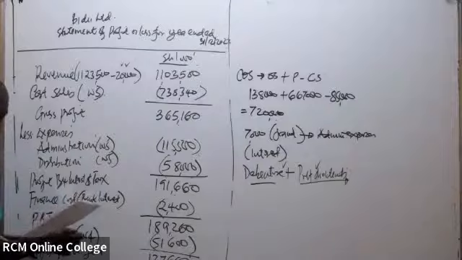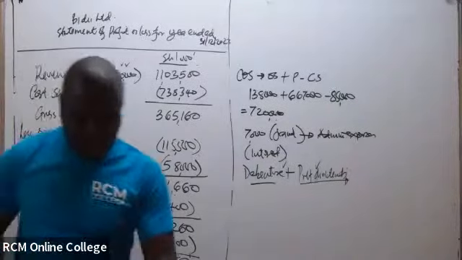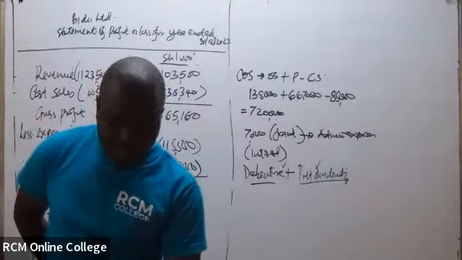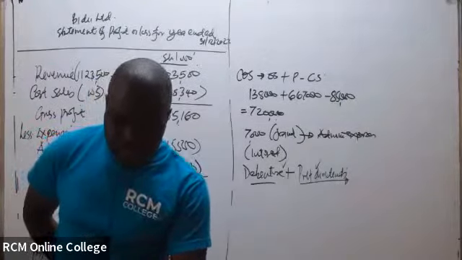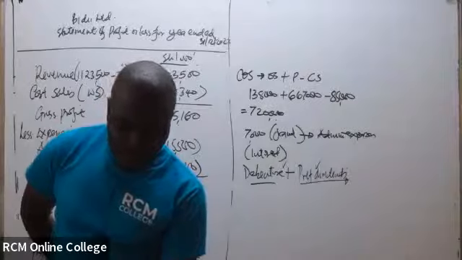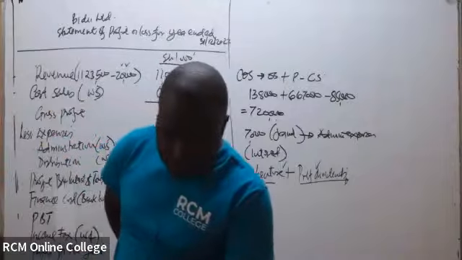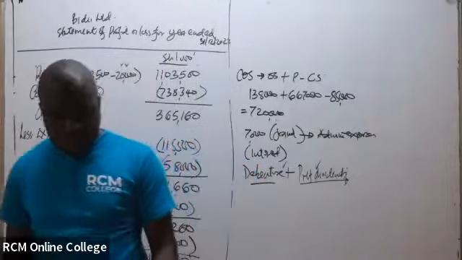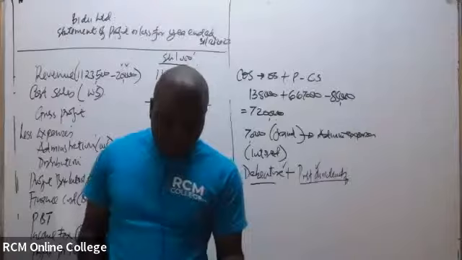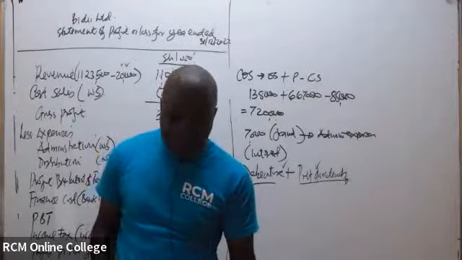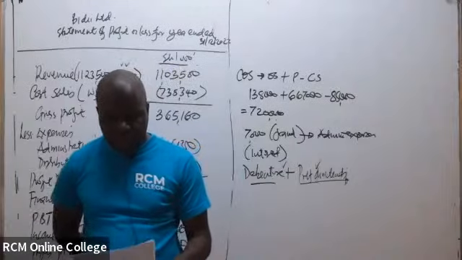Then the next item they want us to prepare is the statement of changes in equity. In this case, we'll ideally be looking at how the equity elements or items are having to change. To be able to know which are the equity elements, you have to look at the trial balance.